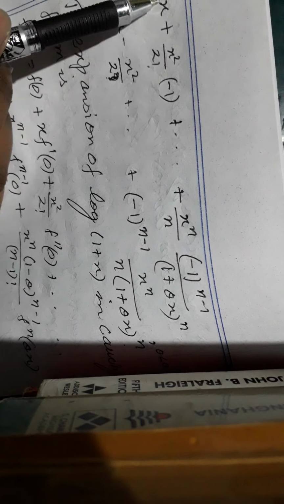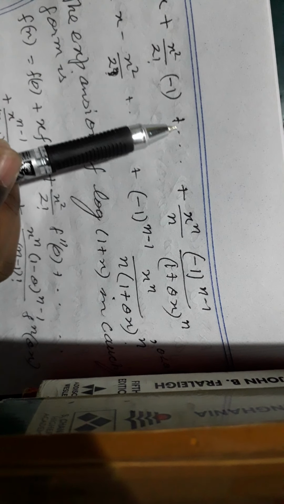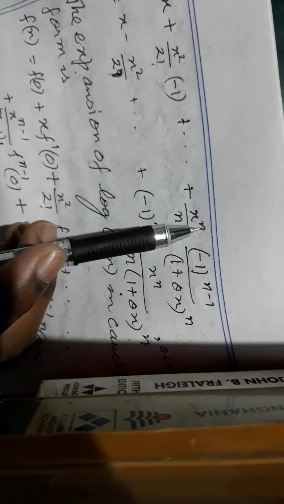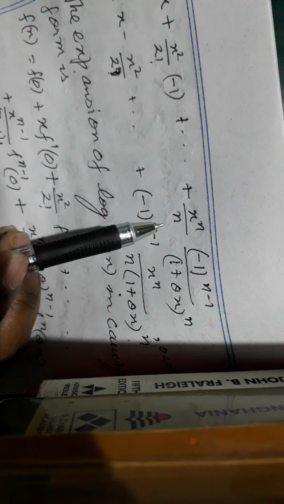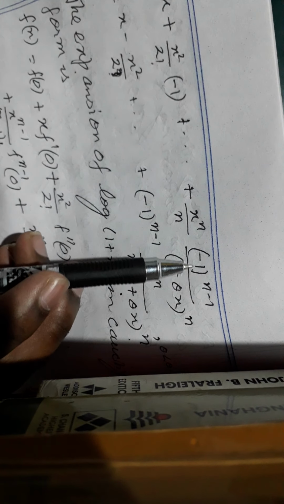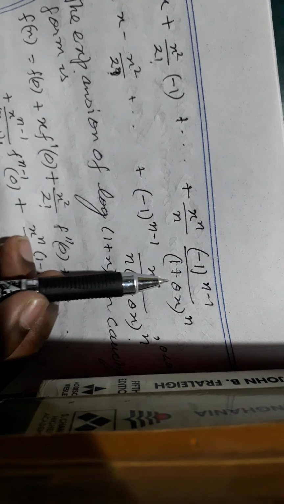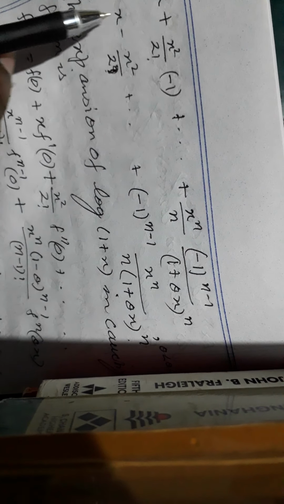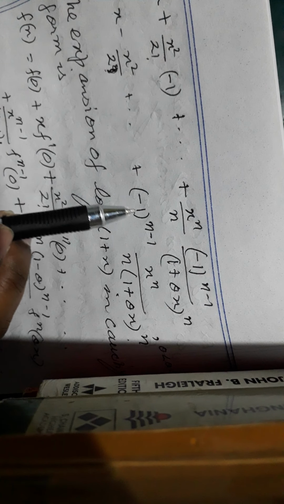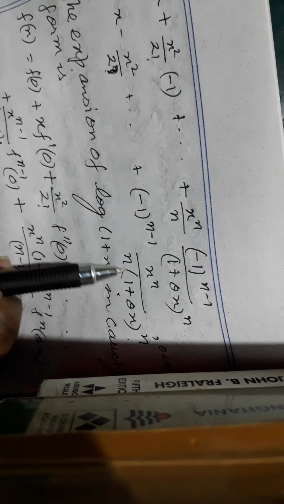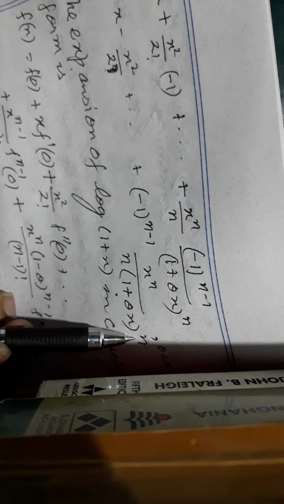So here if you simplify this, we get x minus x squared by 2 plus dot dot dot plus (-1)^(n-1) x^n by n, times 1 by (1 + θx)^n, where 0 is less than θ is less than 1. So this is the expansion of log(1 + x) in Lagrange form.